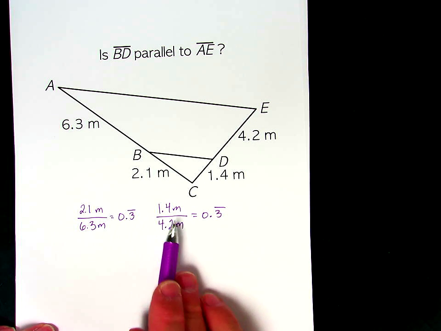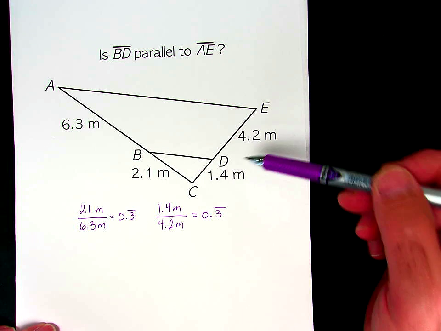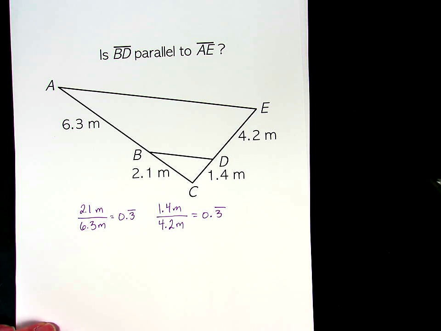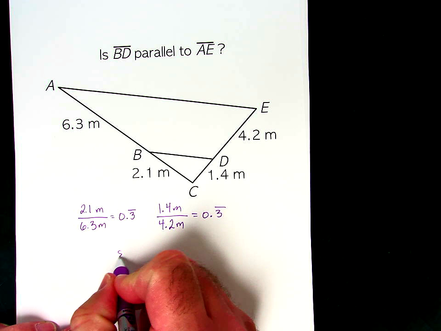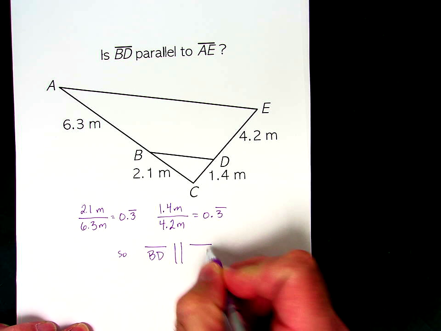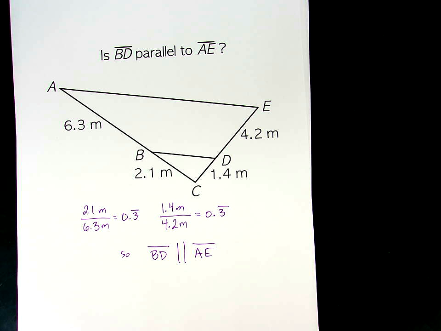Because those ratios are the same, segment BD has divided these two sides into proportional lengths. So by the converse of the triangle proportionality theorem, we know that segment BD is parallel to segment AE. There are applications to the triangle proportionality theorem as well as its converse.